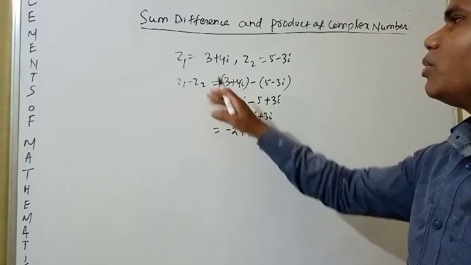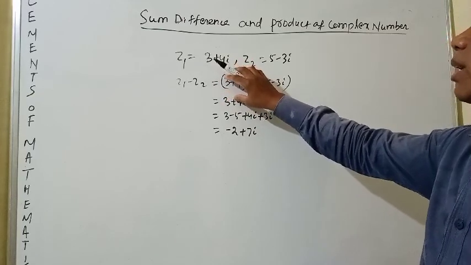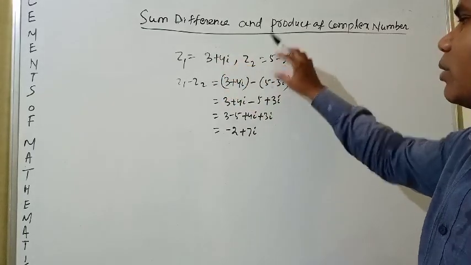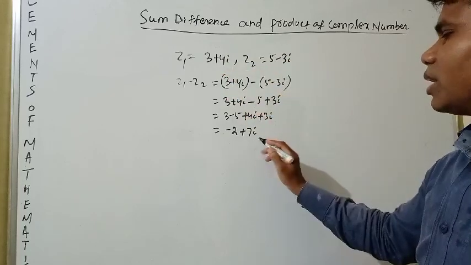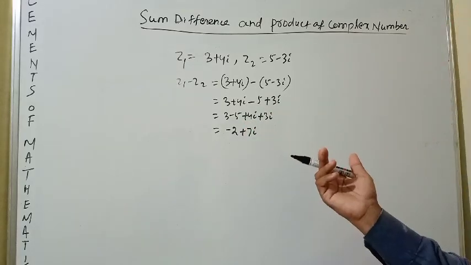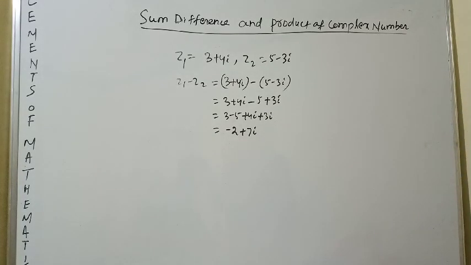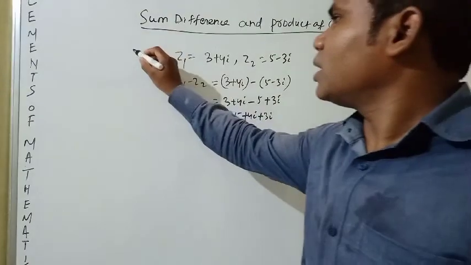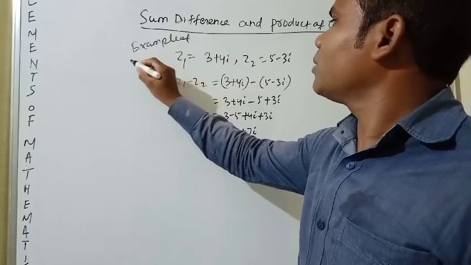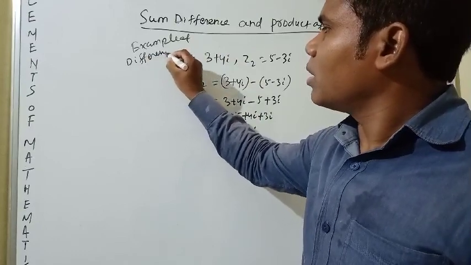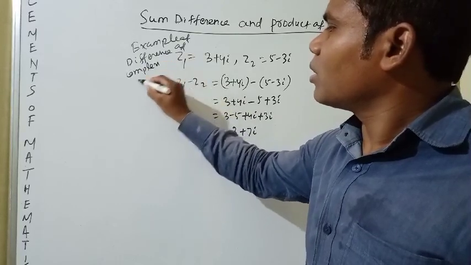If you subtract one complex number from another, you write Z1 as given in the first complex number and you write the second complex number, then subtract this from this, you can get another complex number. Not always, but here you can get a complex number. This is an example of difference of complex numbers.